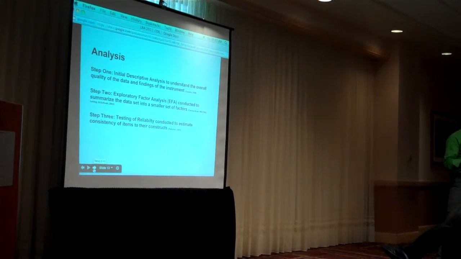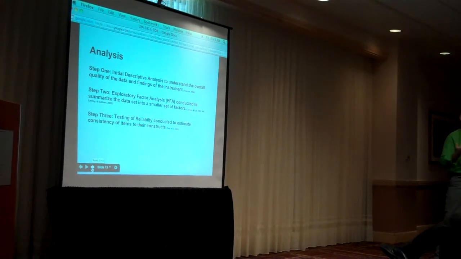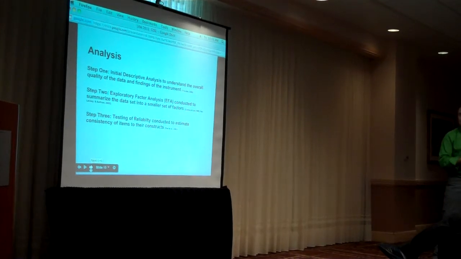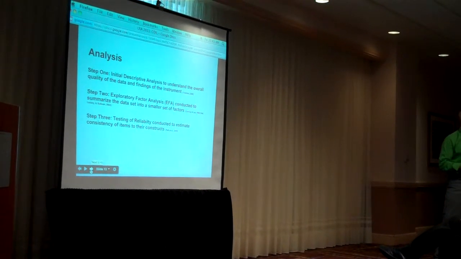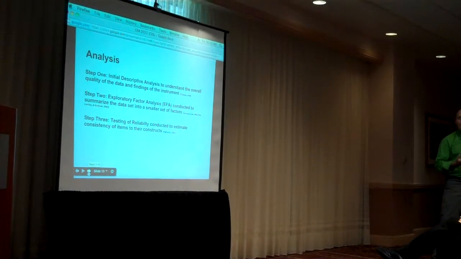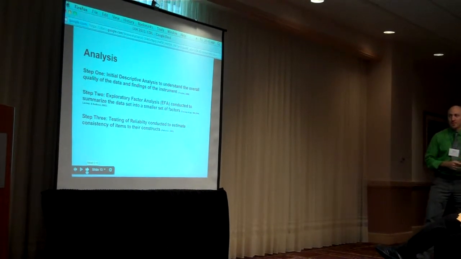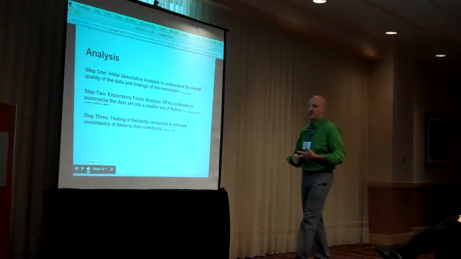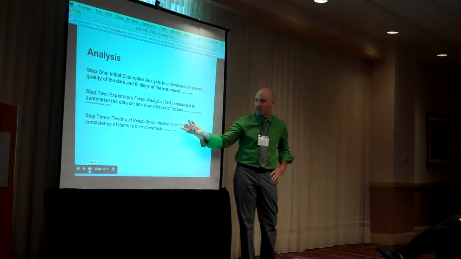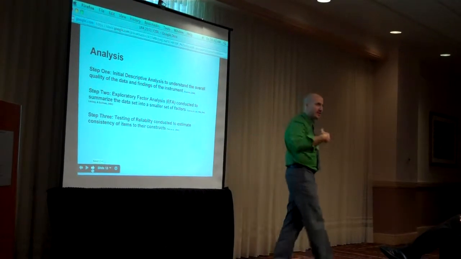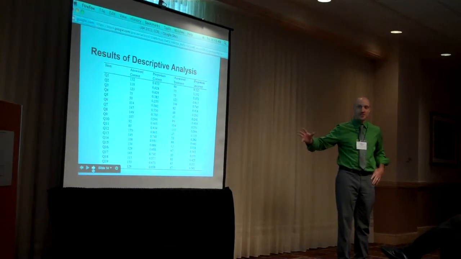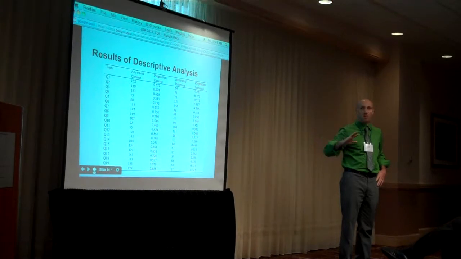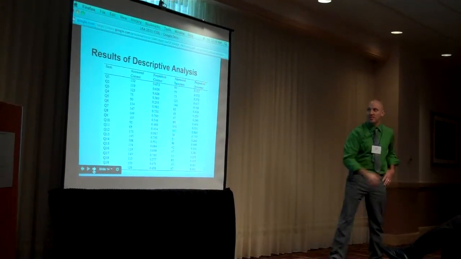The first was the initial descriptive analysis, to see what was actually happening, how the results looked, and whether the data was appropriate to be analyzed. Step 2 is an exploratory factor analysis to see what items were loading and where they were hanging. Step 3 is a testing of reliability, to see how consistent these scales that loaded, and the items that hang on them, were with each other and with the construct. I apologize for the screen capture, but what's important here is the initial descriptive analysis.